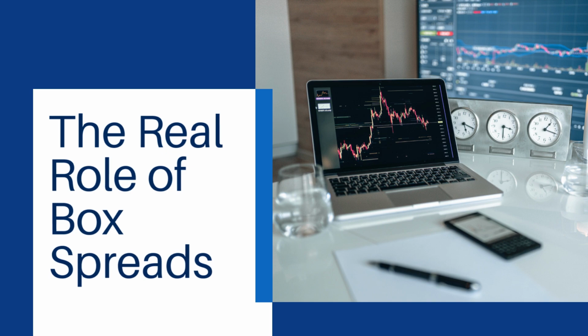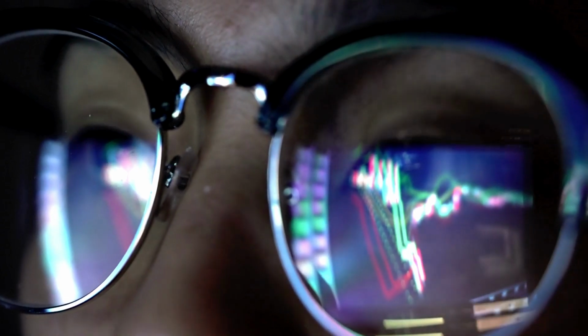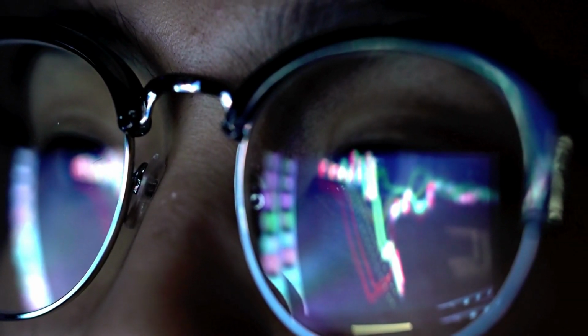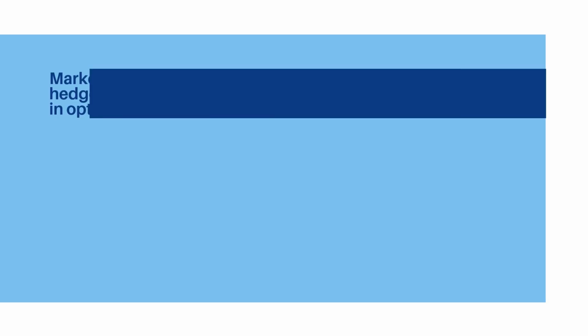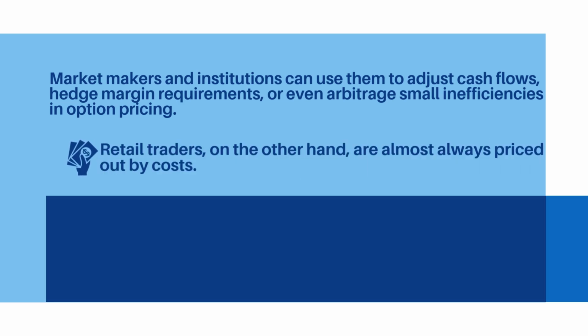The real role of box spreads. Box spreads aren't about quick profits for everyday traders. They're about synthetic financing. Market makers and institutions can use them to adjust cash flows, hedge margin requirements, or even arbitrage small inefficiencies in option pricing. Retail traders, on the other hand, are almost always priced out by costs.